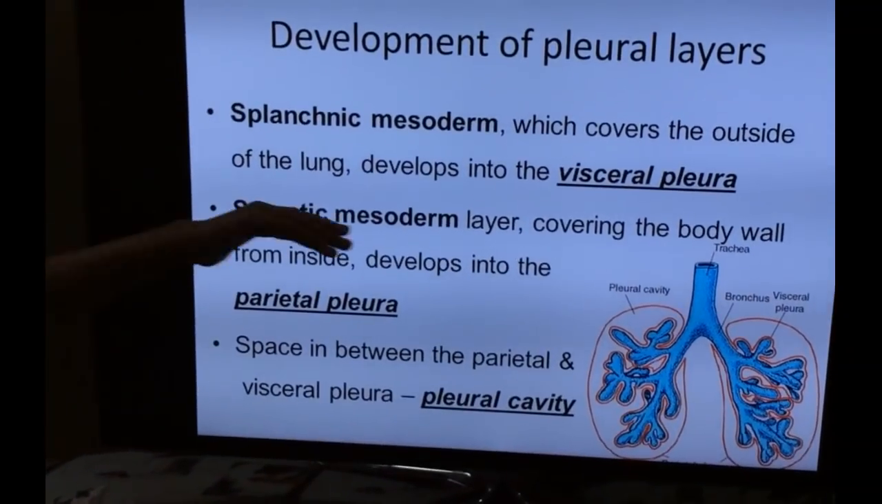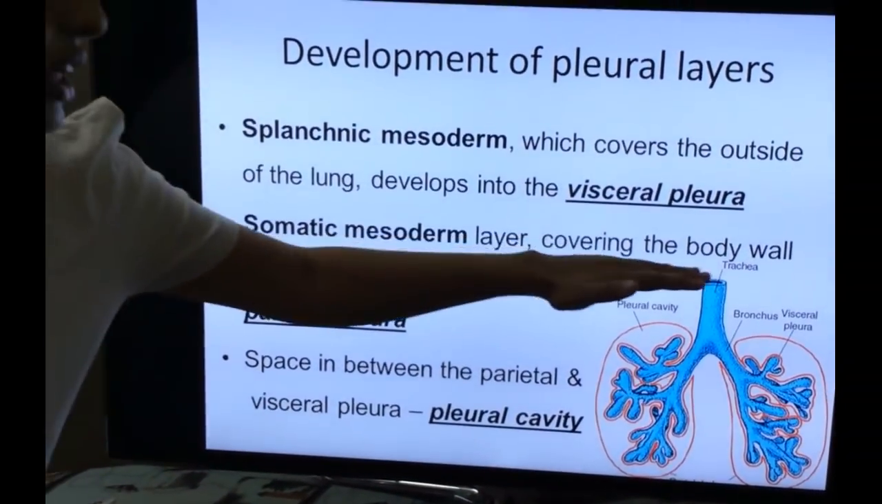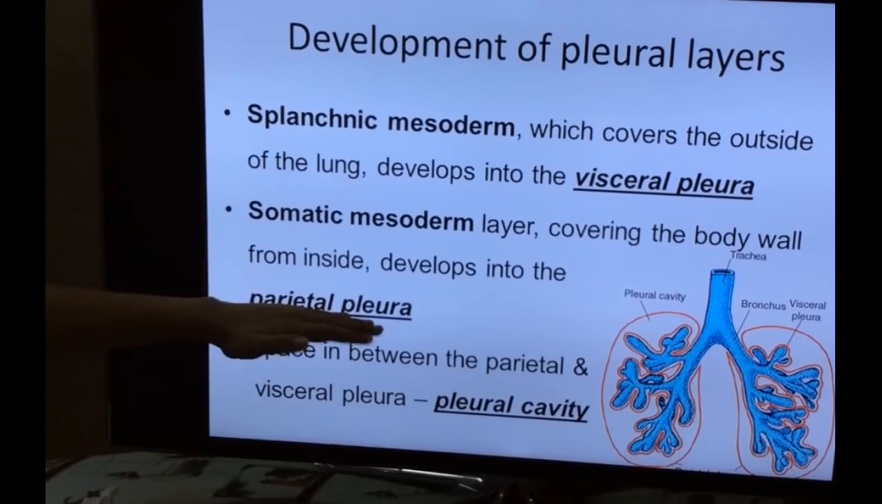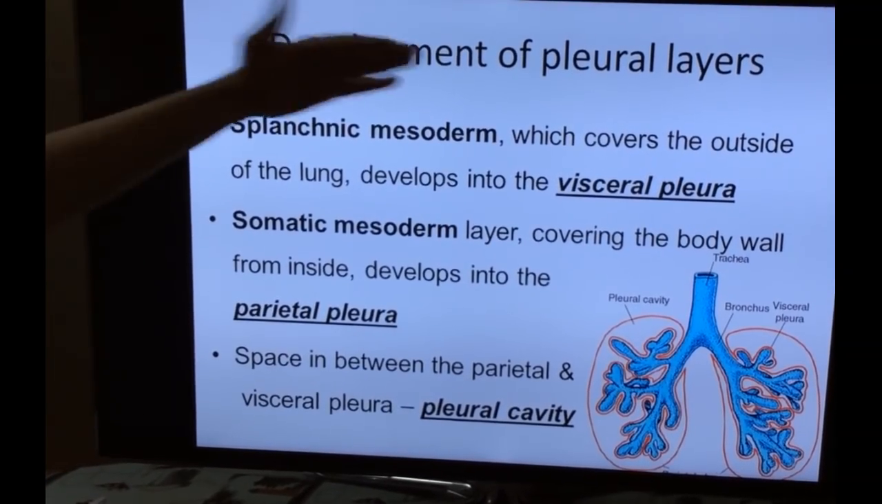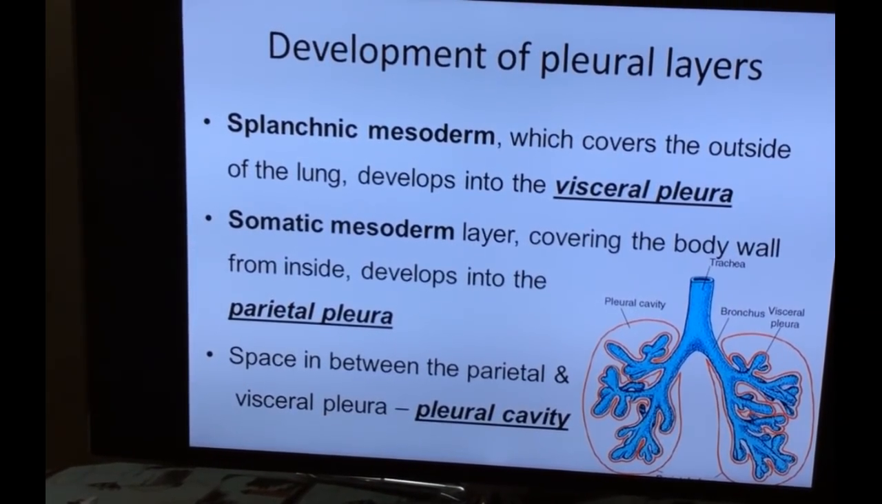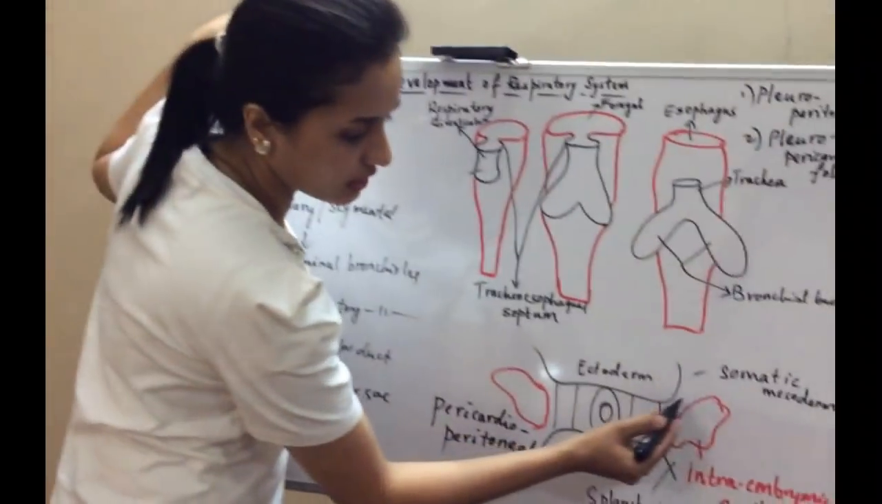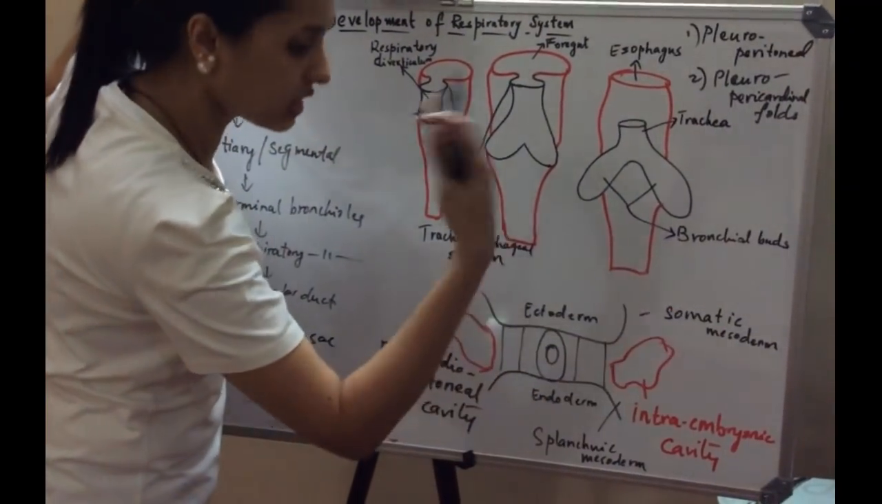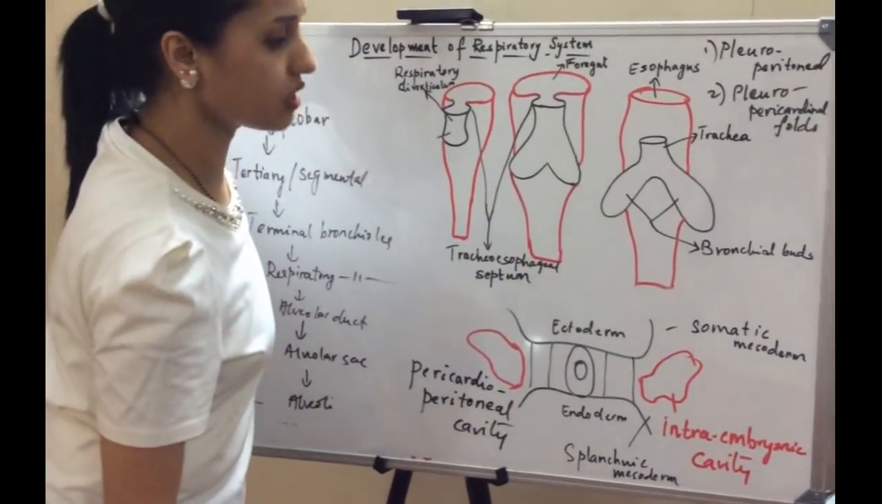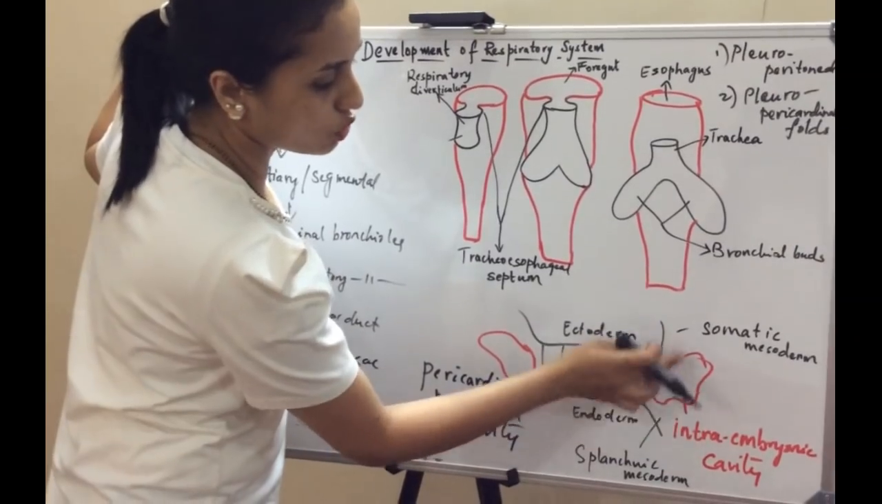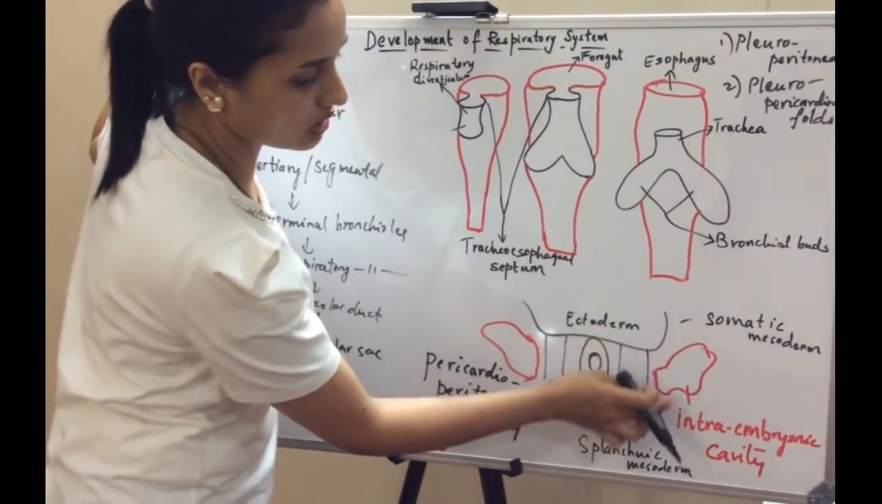lungs. And the somatic mesoderm covering the body wall forms the parietal layer, and the space between these two layers forms the pleural cavity. You know that this is the intraembryonic cavity, which will expand to form the three body cavities, and these are the two mesoderm layers which separate.